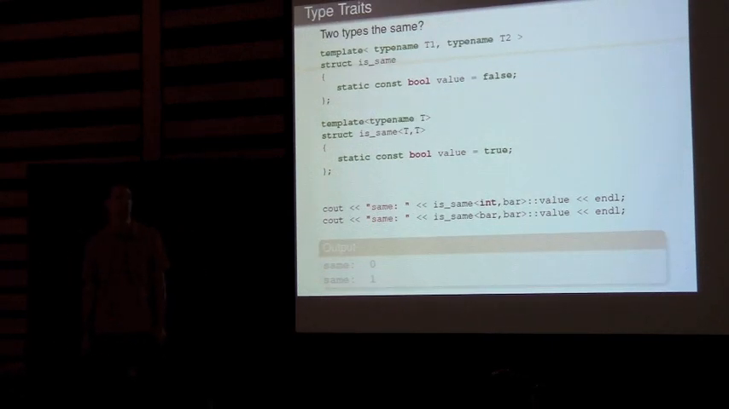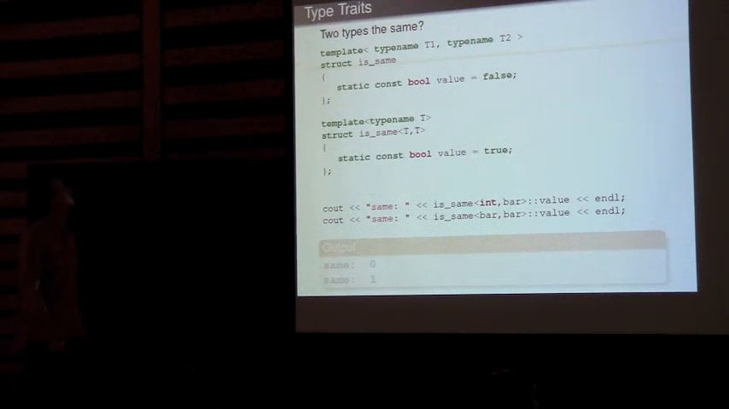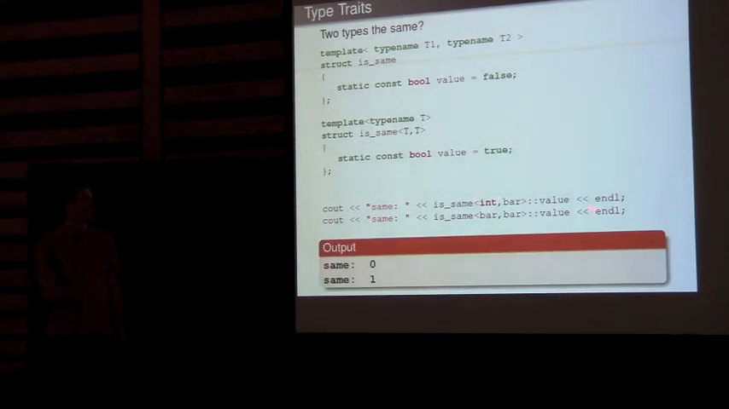Alright, let's think about if we want to compare if two things are the same or not. So I have two types, and I'm trying to make a determination in my generic code: are the two types that I have the same type? If they are, then I want to behave a certain way, and if they're not, I'm going to behave differently. So, is same, type 1 and type 2, and that'll be false. The specialization of this is, instead of a type 1 and a type 2, they're both T. Then our static bool is true. And so if I have is same int and a bar, I'll get my 0, and if I have two bars, then they're the same.